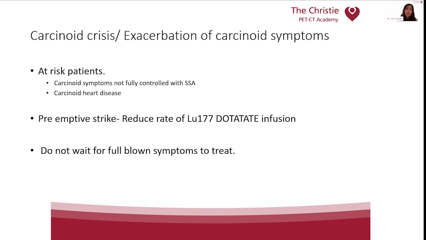And also, we don't wait for full-blown symptoms to treat, so they don't have to have the low blood pressure. We keep a close eye on their symptoms, and if they start flushing more than normal, they start feeling unwell, they start having multiple episodes of diarrhea, we will give them the treatment prophylactically as well, so that we actually catch their symptoms at an early stage when they don't need escalation of treatment. And that seems to have worked quite well, and I think it probably contributes to the fact that we have had so few cases of carcinoid crisis while we've been treating.